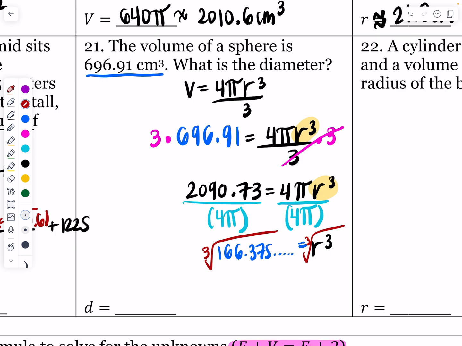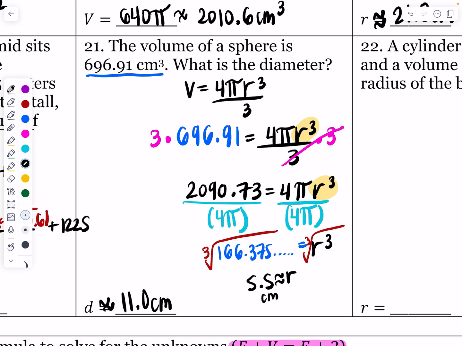Let me type it in one more time, divided by 4 pi. All right, so my radius is going to be about 5.5. So if my radius is about 5.5 centimeters, what is my diameter? It's going to be that times 2, so about 11 centimeters, or about 11.0, however you want to do that.